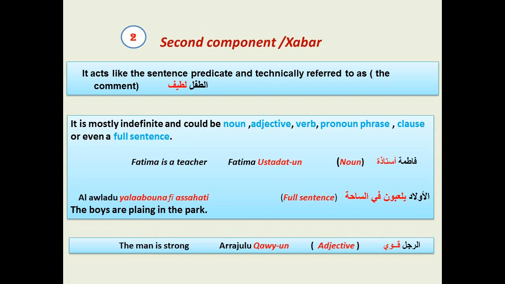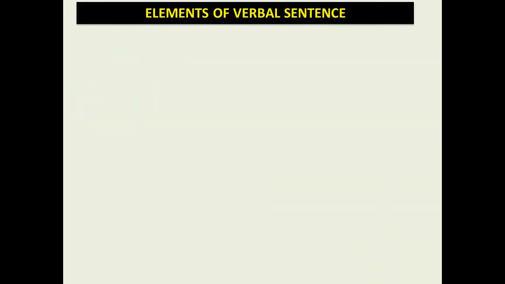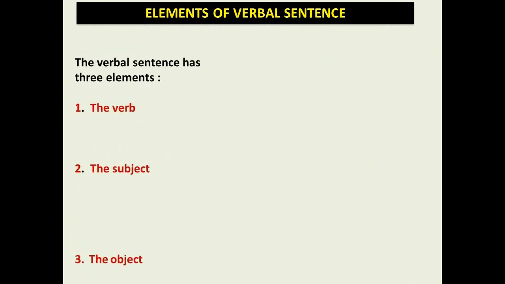All right. Now, let's talk about the elements of the verbal sentence. The verbal sentence has three elements. We have the verb, the subject, and the object. Let's start with the verb. The verb can be transitive, which means it has an object, or intransitive.